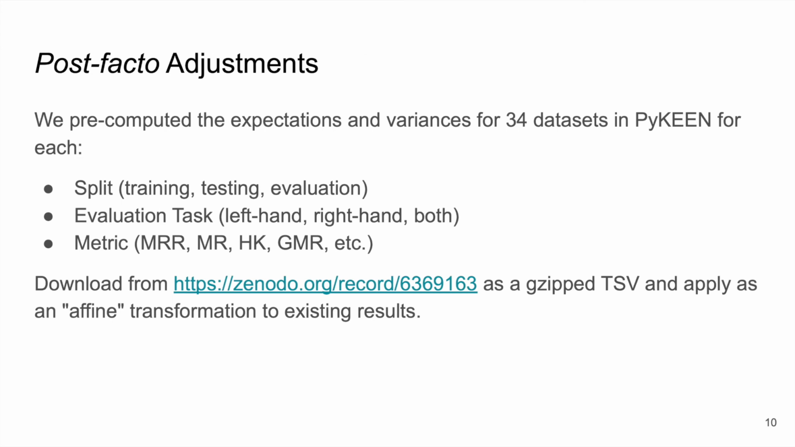performance. So because of the formulation of these adjustments, they are affine, which means they can be applied as a linear transformation after the fact. As a last remark, we pre-computed these values for all of the data sets in PyKeen in a few different scenarios so that they can be reused by anybody, even after the fact, regardless of how they trained and evaluated their knowledge graph embedding models, even with a different software package. So this data set's available on Zenodo under the CC0 license.